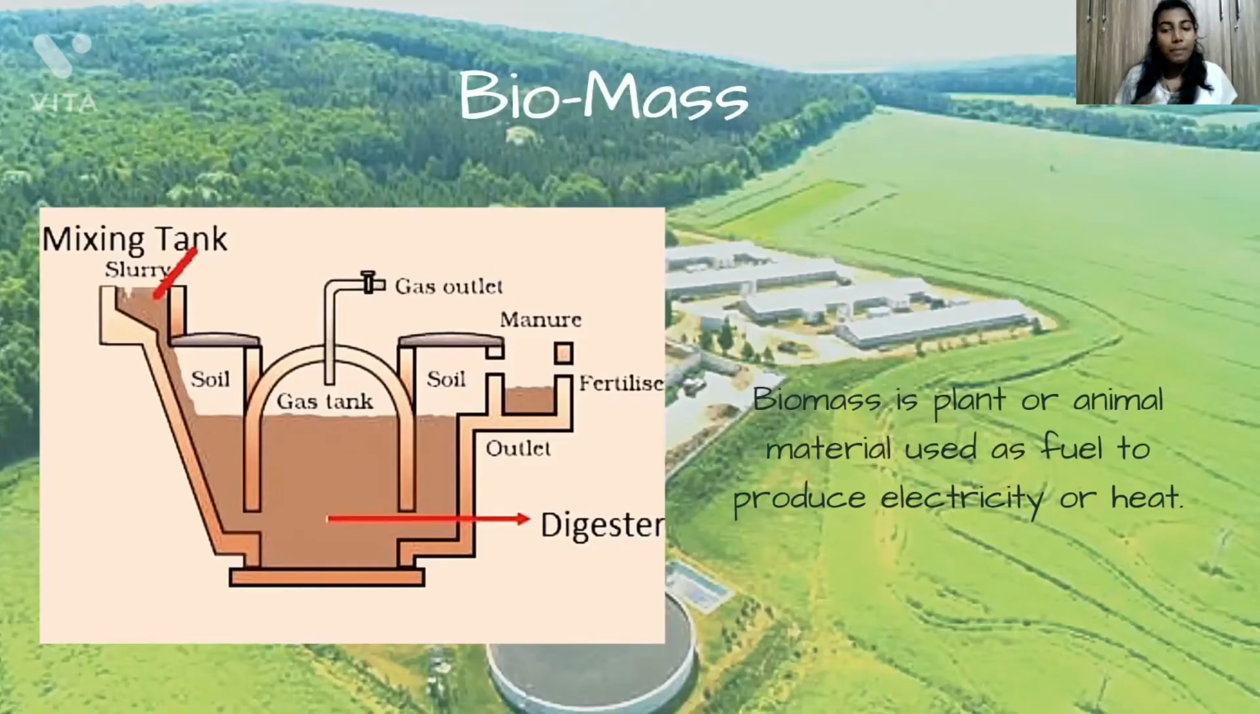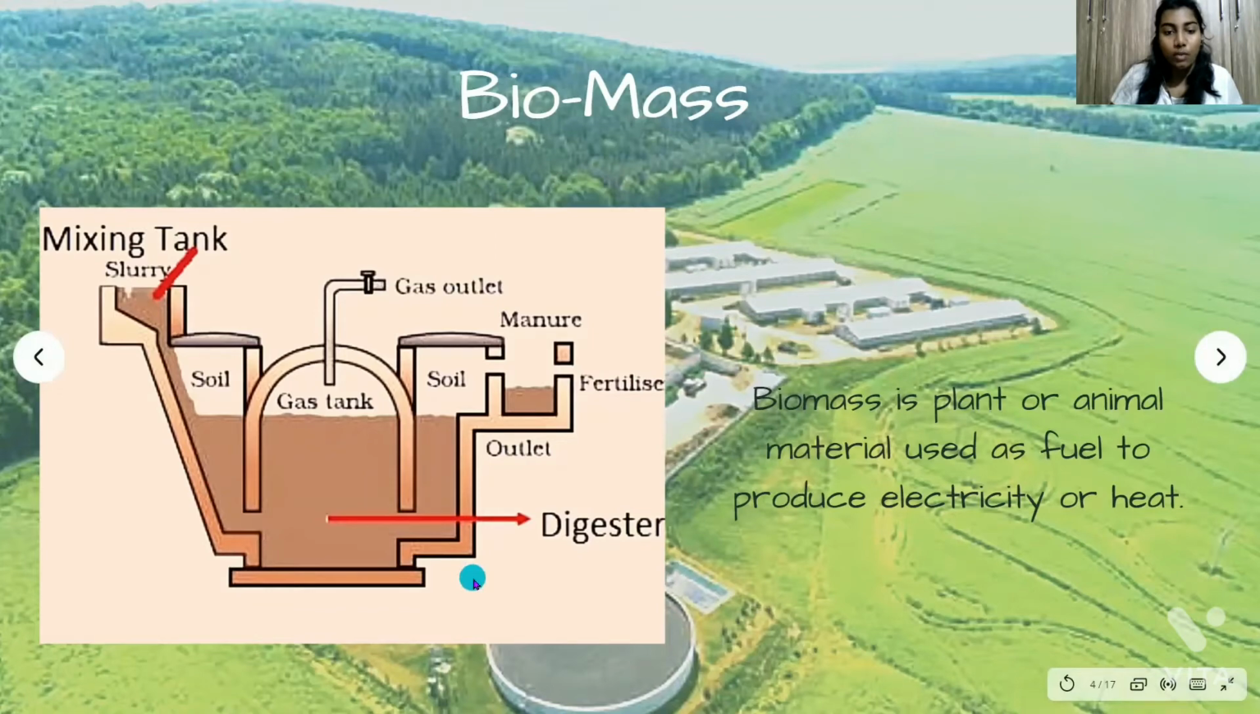Biogas. Biogas is a plant or animal material used as fuel to produce electricity or heat. A biogas plant, however, can be very useful in solving the energy needs of rural areas. A biogas plant is a dome-like structure which is usually built from bricks and concrete. In the mixing tank, the slurry is made from cow dung and water. The slurry then goes to the digester, which is a closed chamber. Since oxygen is absent in the digester, the anaerobes carry on their work of decomposition. The process of decomposition produces biogas.